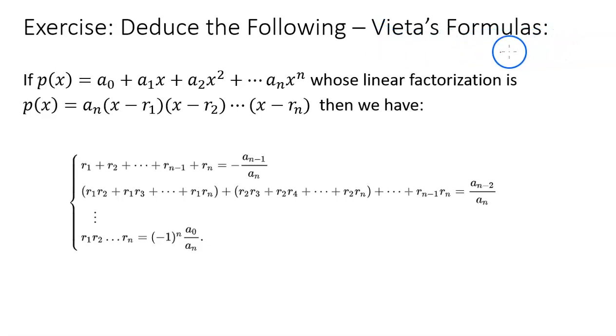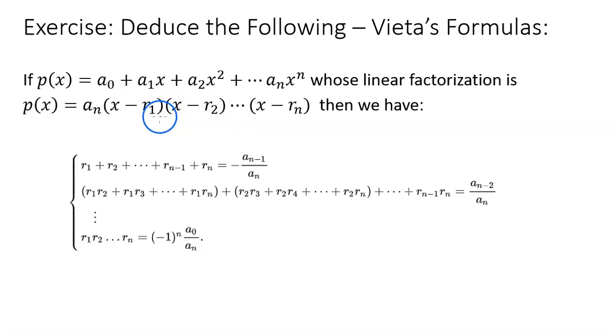Vieta's formulae. So what I would like you to do is pause the video and then have a go at deducing these formulas here. If p of x is equal to a0 plus a1x plus a2x squared all the way up to an x to the power of n, and then by the fundamental theorem of algebra it has the linear factorization an times x minus r1 times x minus r2 all the way up to x minus rn, where some of the r1s and r2s may or may not be the same.